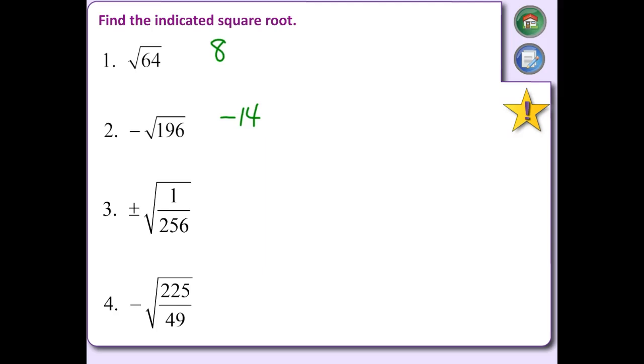Now, on number 3, if you notice, they put a plus minus in front. So this time they want the roots. They want both of them, plural. Well, remember, if it's a fraction, I'm going to rewrite it as the square root of the numerator over the square root of the denominator. Now, don't forget to put your plus minus sign out in front. The square root of 1 is 1, and then the square root of 256 is 16.